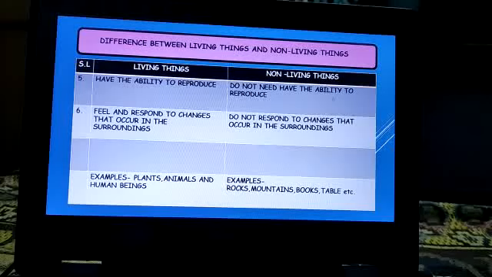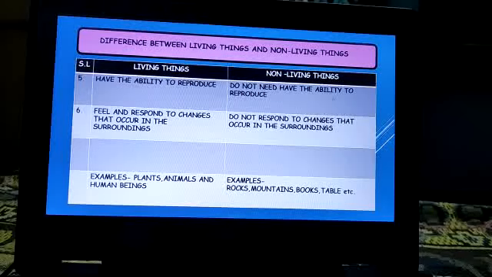So at last we have to give some examples. In living things, all living things like plants, animals and human beings are living things, so you have to write this. And in non-living things you can write anything. Here I have written rocks, mountains, books, table. You can give any examples. Okay, so that's all for this chapter, students.